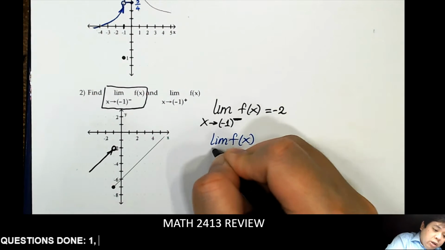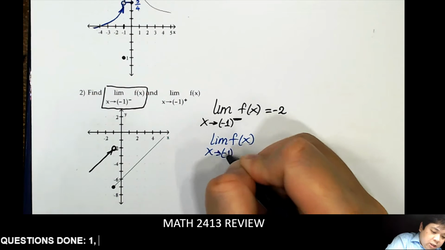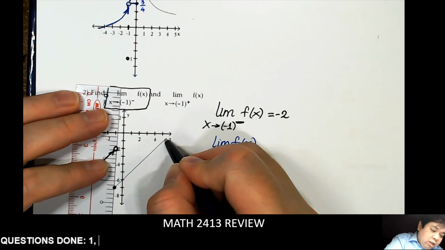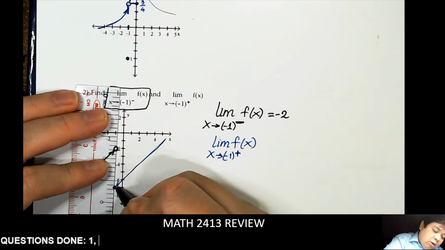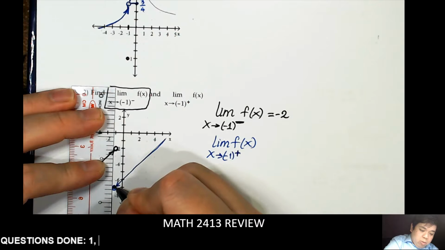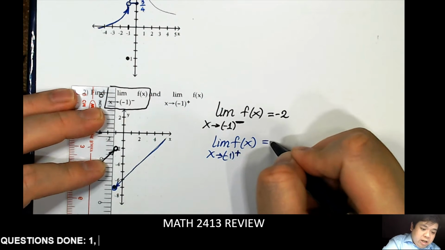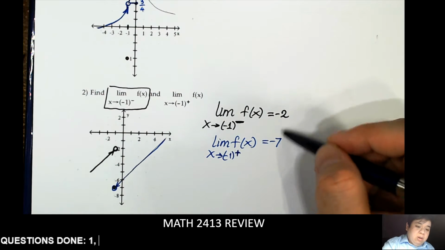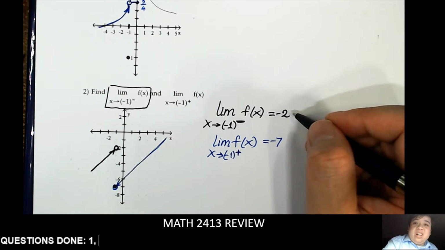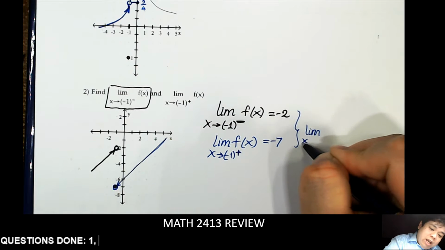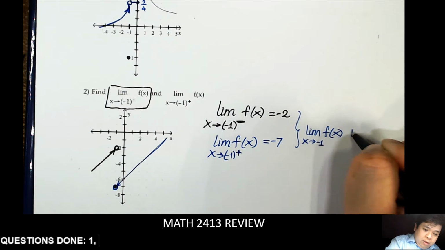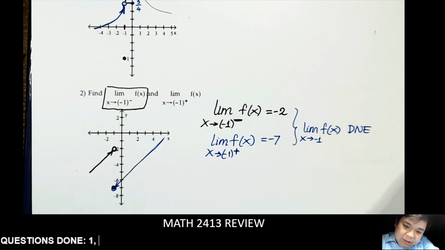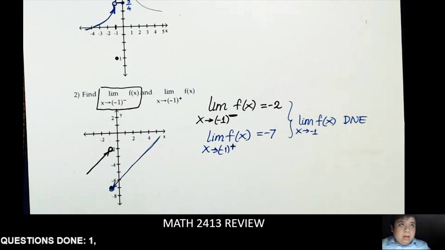And then the limit of the function when x goes to -1 with the superscript plus, meaning from the right side. So we go along with the function, and on the right side of -1 it approaches this point. The y value of that point is -7. And with that, the limit from the left and the limit from the right do not agree. The question did not ask, by the way, but we can also say the limit when x goes to -1 does not exist. That is 2.